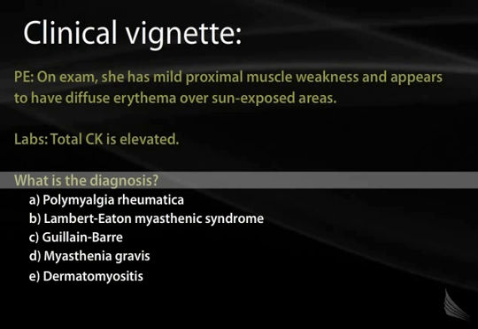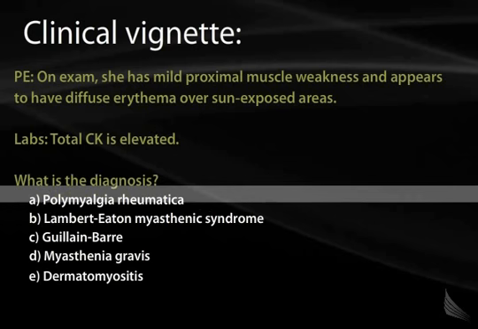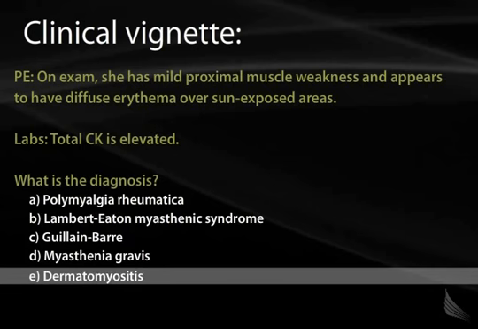Polymyalgia rheumatica is not very well understood, but it's likely not a disease of muscle, and it certainly is not associated with a high level of creatine kinase. Dermatomyositis is an inflammatory condition that affects muscle and also affects other organ systems such as the skin, and that gives this classic sun-exposed erythematous rash found in this disease process. So the correct answer here is E.